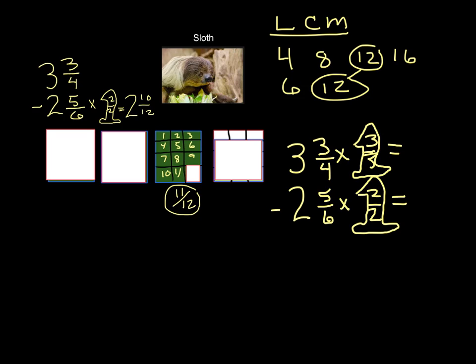Now, first of all, the 3 I'm going to just carry over, so that'll stay the same. And then 3 times 3 is going to give me 9. And then 4 times 3 is going to give me 12. So I'm going to put 12 right there. And now I'm going to just bring this 2 straight on over. And now 5 times 2 is going to give me 10, and 6 times 2 is going to give me 12.